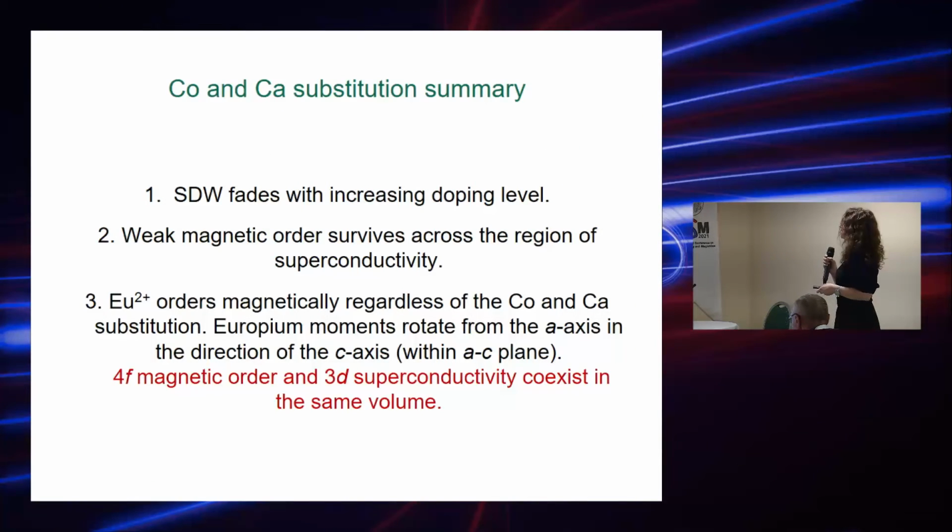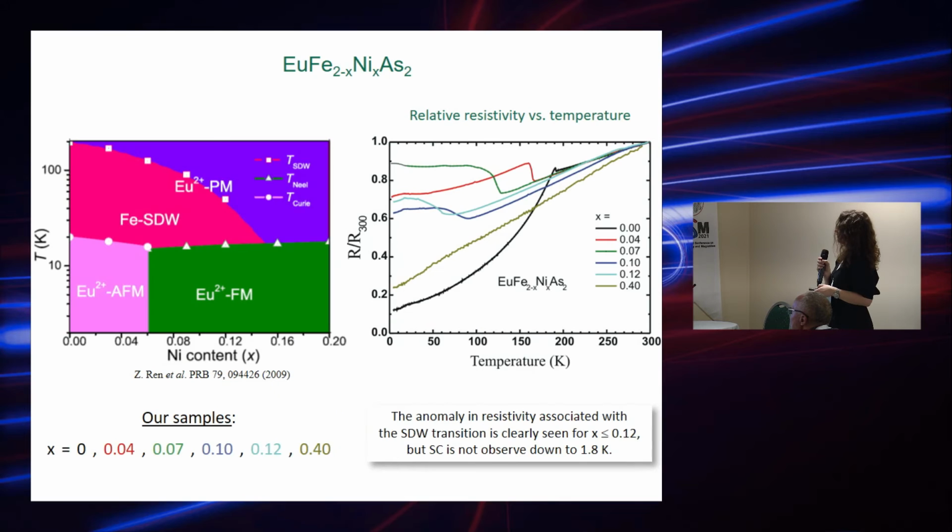Okay, now I can sum up the first part of my results. Spin density wave fades with increasing doping level, weak magnetic orders survive across the region of superconductivity, europium 2+ orders magnetically regardless of cobalt and calcium substitution, and the europium moment rotates from the A-axis in the direction of the C-axis. 4f magnetic order and 3D superconductivity coexist in the same volume.